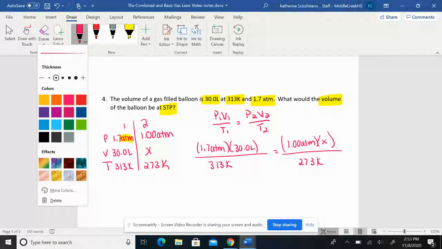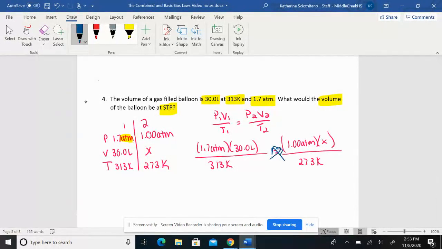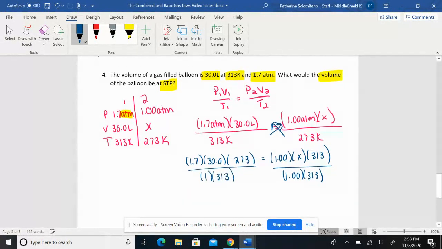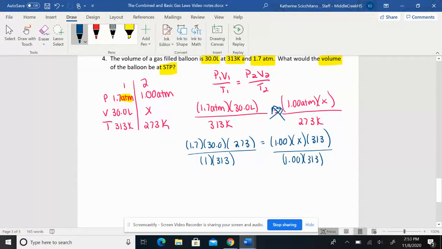The easiest way to solve for fractions is to cross multiply. So I end up with 1.7 times 30.0 times 273 is equal to 1 atm times X times 313. In order to get X by itself, I need to divide both sides by 1 and 313. All right, so in my calculator, I'm going to do 1.7 times 30 times 273, and then divide that by 1, which is the same, and then divide that by 313. So my new volume should be 44.5, and because my original volume was in liters, my new volume will be in liters as well.